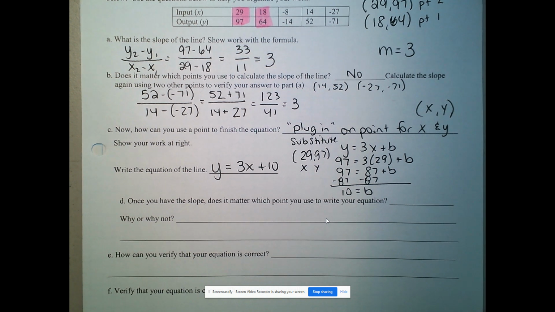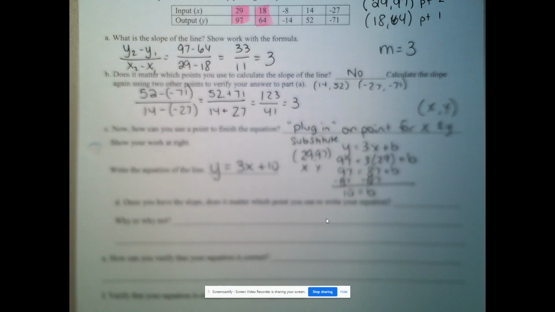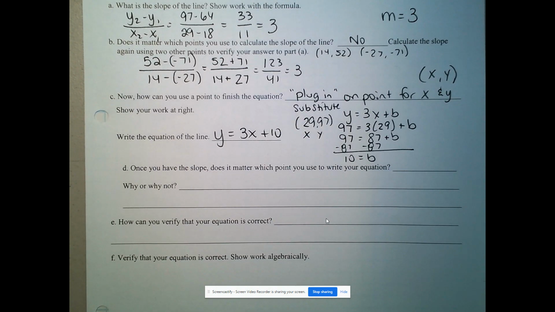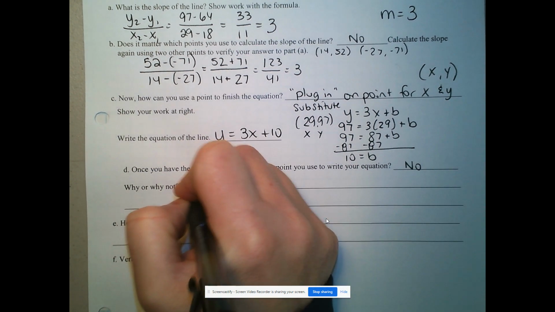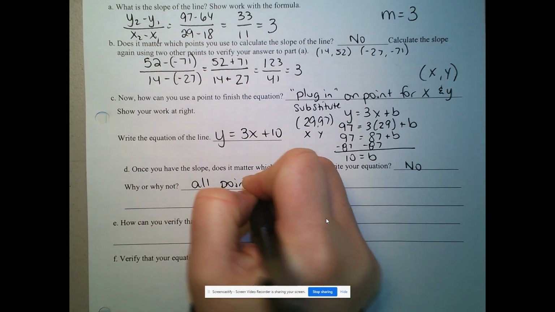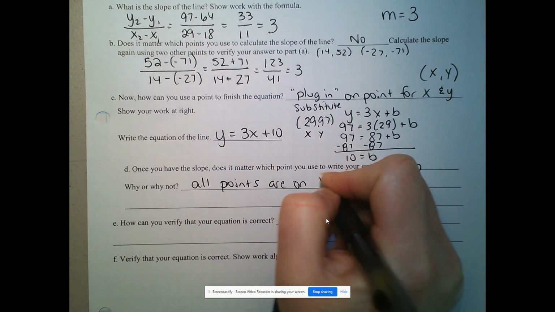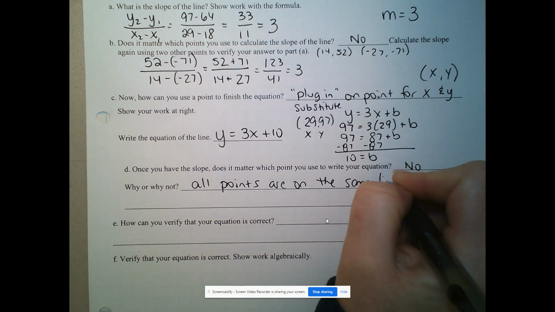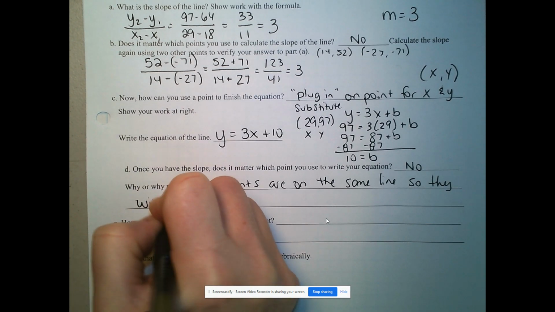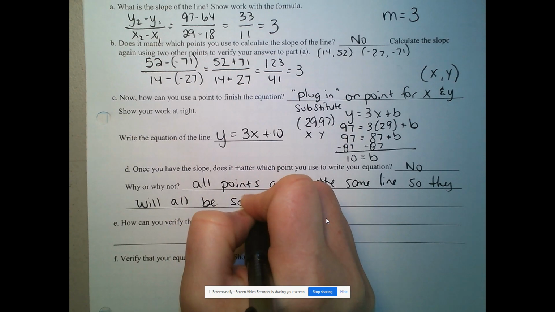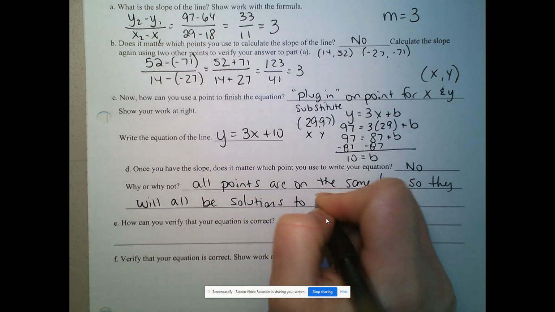Once you have the slope, does it matter which point you use? Well, all of the points came off of the same line, and lines are linear. It's a straight line. So anywhere along that line should give you the same intercept because they're on the same line. So we would say, does it matter? No. All points are on the same line, so they will all be solutions to the equation.